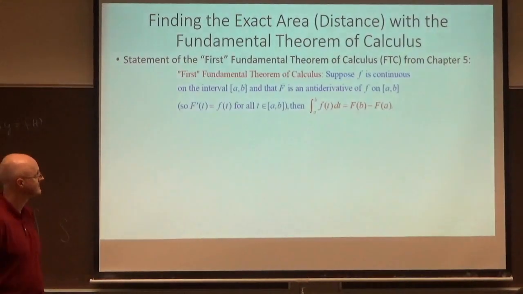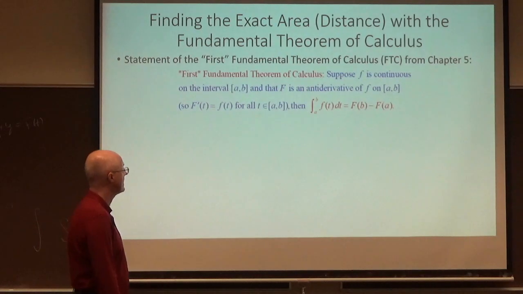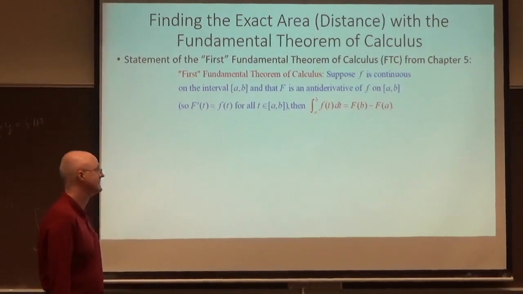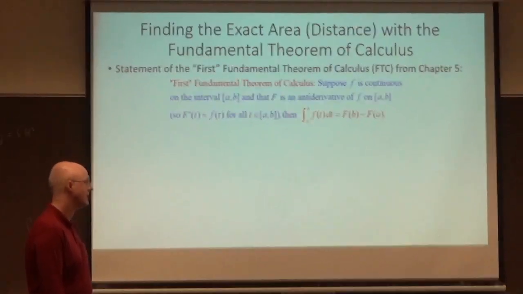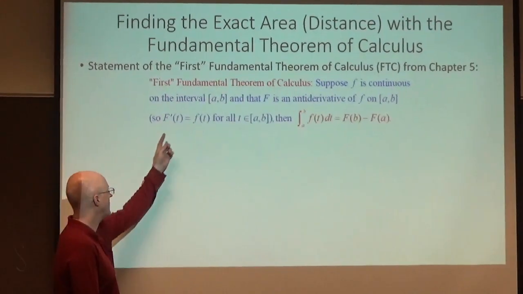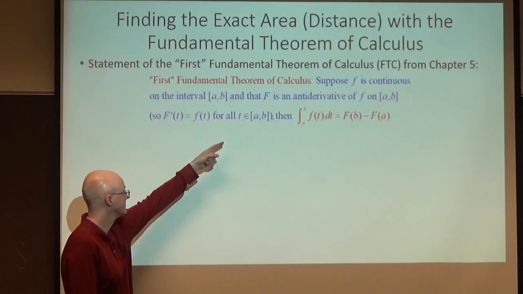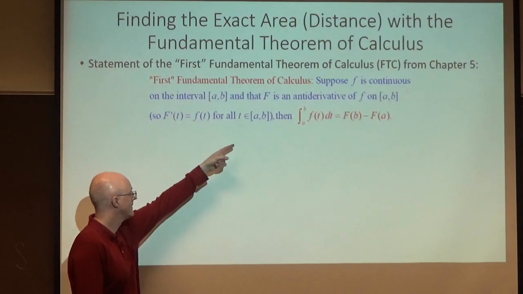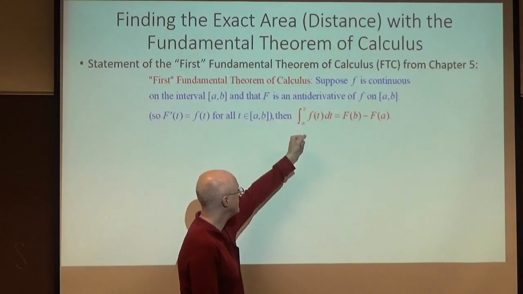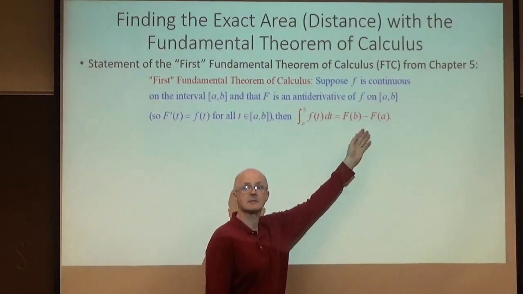It says this. Suppose little f is continuous on the interval from a to b, and suppose that capital F is an antiderivative of little f on that same interval. In other words, capital F prime of t always equals little f of t for all t in the interval. Then the definite integral of little f of t from a to b can be computed very easily as just the difference of these two function values.